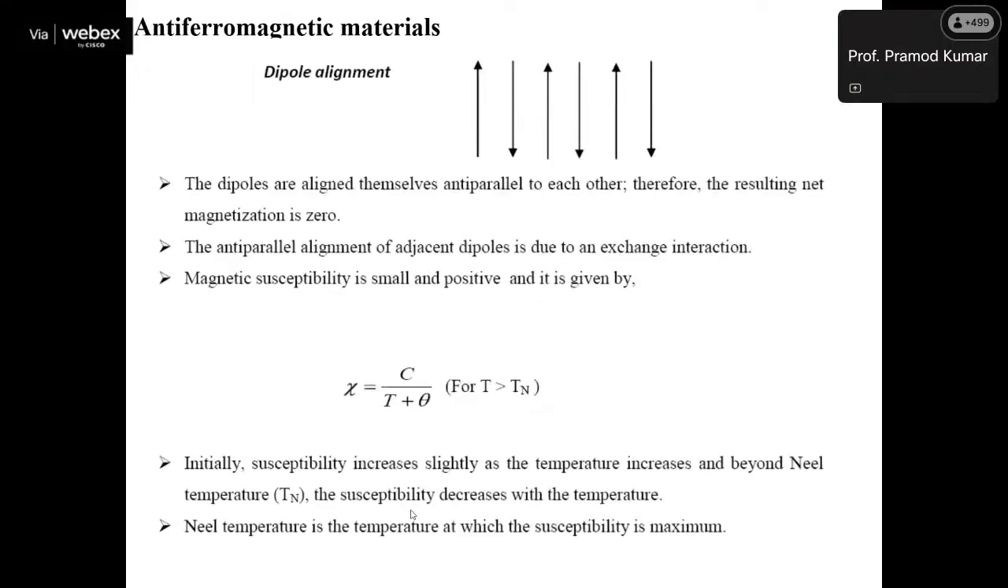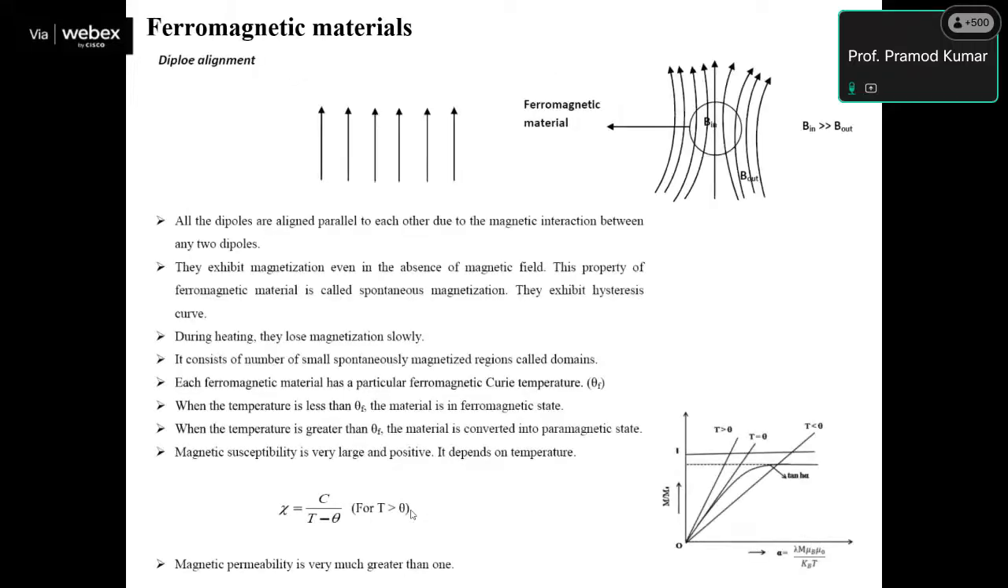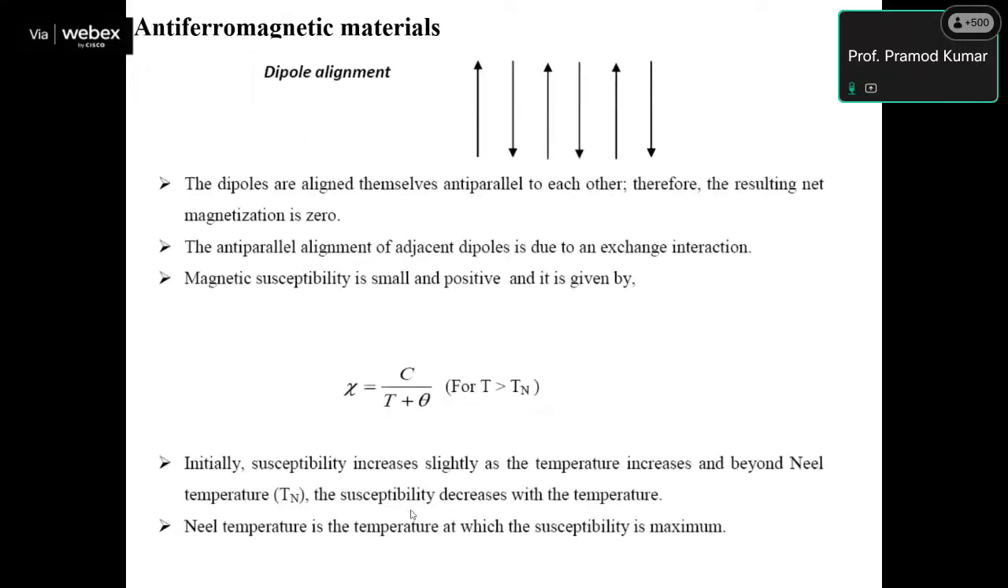Okay, so next one, the antiferromagnetic material. Once you have got the idea about ferromagnetic material, what did we have in ferromagnetic material? All dipoles are aligned in one direction. But now if you look here in antiferromagnetic material, basically all dipoles are not aligned in one direction. Some dipoles align in the opposite direction. And if you take the sum of the dipole magnetic moments, basically we will get some amount of magnetic moment.